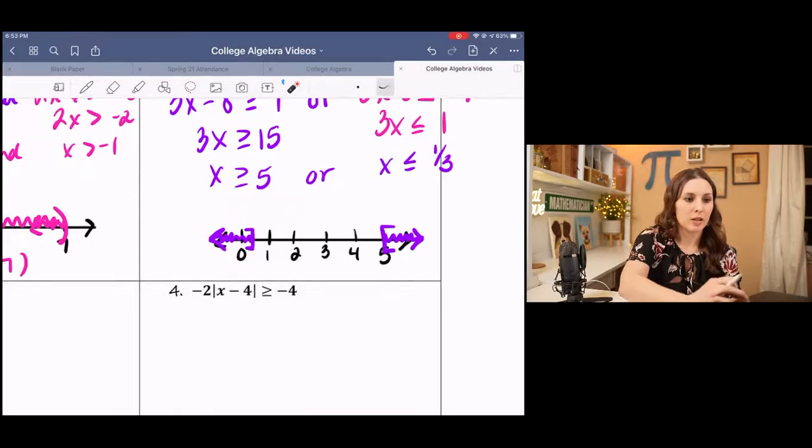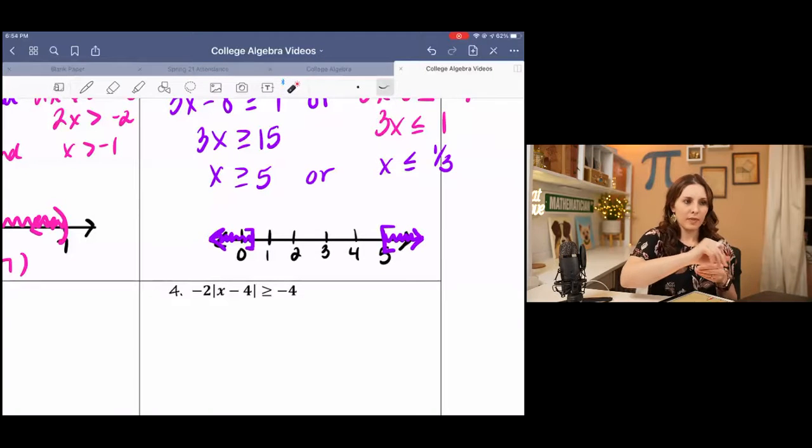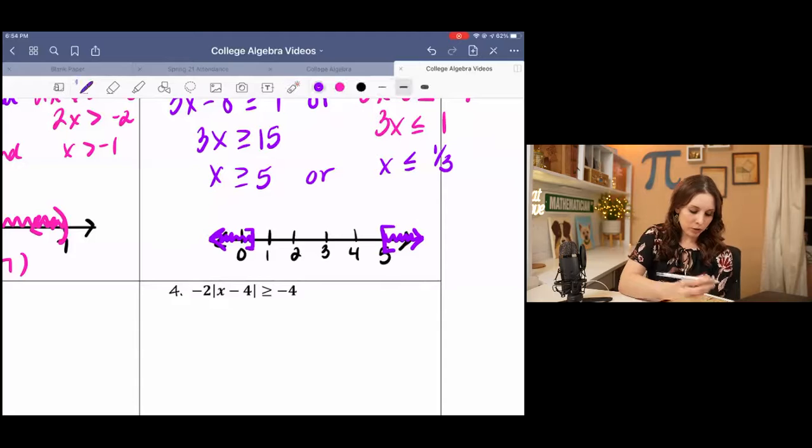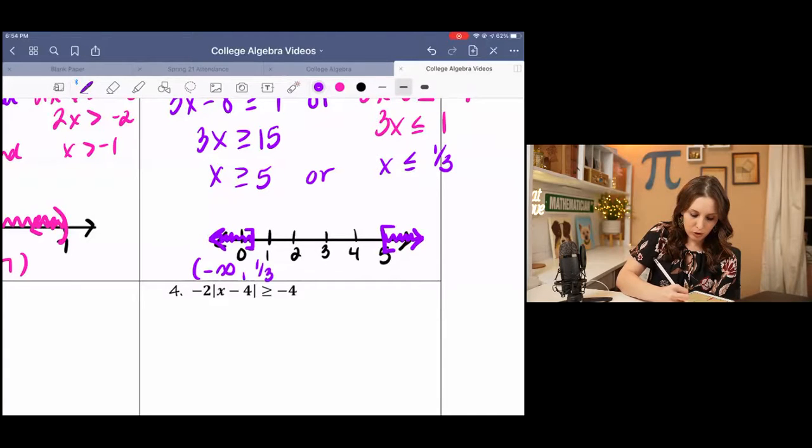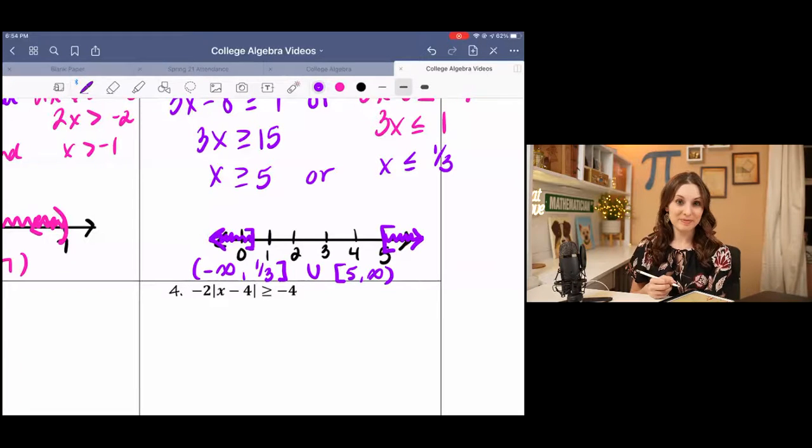And now we can write our interval notation. This is -infinity to a third included, union 5 to infinity where 5 is included. And that's your answer.